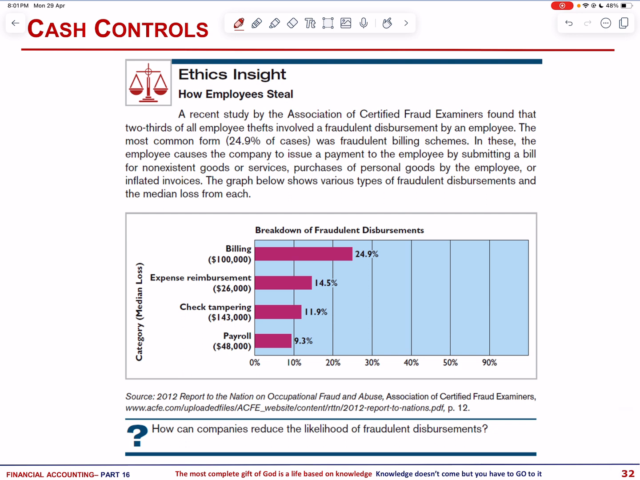Now, how can companies reduce the likelihood of fraudulent disbursements? To reduce the risk of fraudulent disbursements, companies can segregate duties, that is, divide the tasks among different people involved in disbursements to prevent one person from controlling everything. Strengthen controls, implement thorough documentation, regular audits, and multiple approvals for big payments. Verify vendors, that is, check vendors' legitimacy before paying them, keeping lists updated and double checking details.